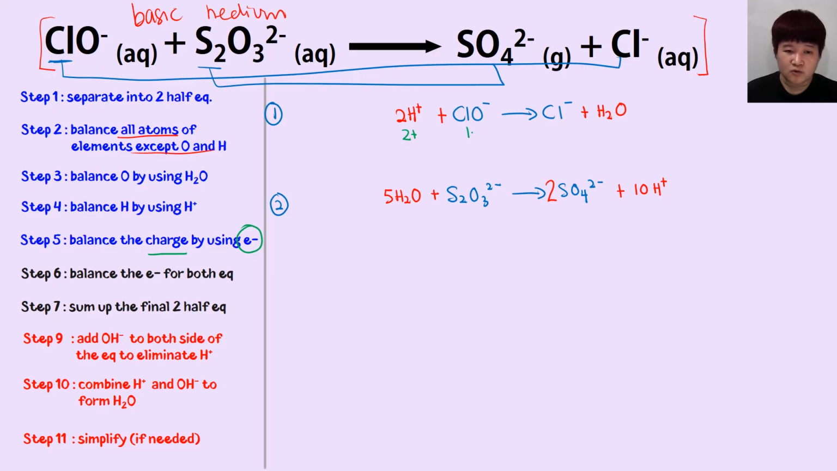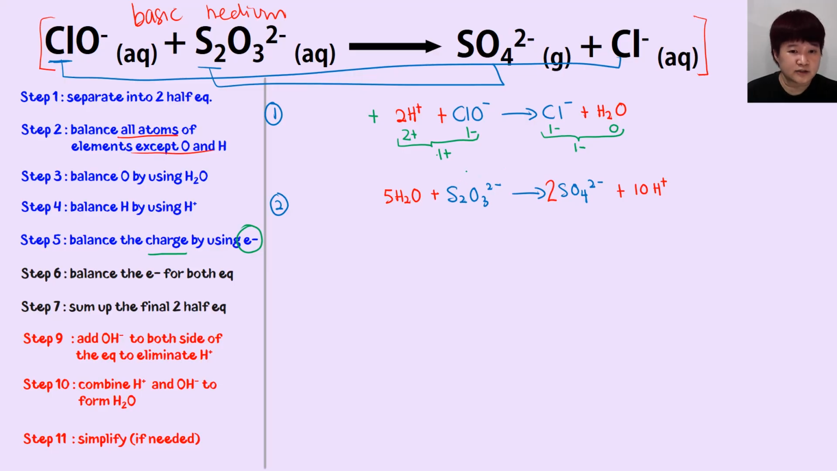ClO minus, 1 negative. So the total charge on the reactant is 1 positive. Cl minus, 1 negative. Water, 0. So you will have 1 minus. So who is more positive? Always remember, electron will be added to the more positive side. So I have 1 positive over here and 1 negative over here. This will be where the electron belong to.